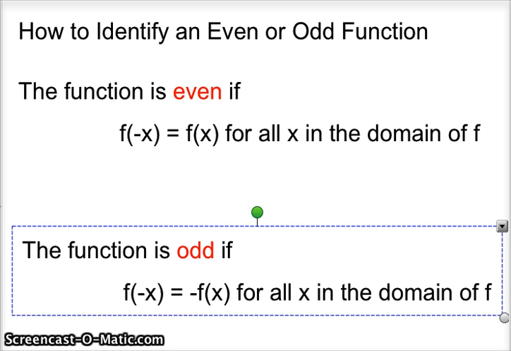So what the heck does that mean? Sometimes the sentence doesn't quite translate very well to what's actually happening. So let's just come up with a function. Let's say f at x equals x cubed. Is this function even or odd?